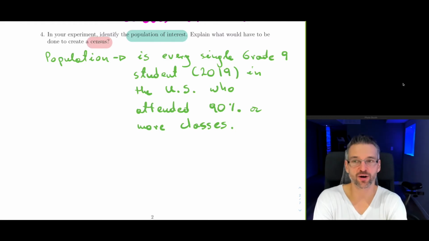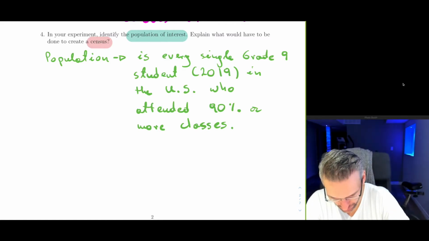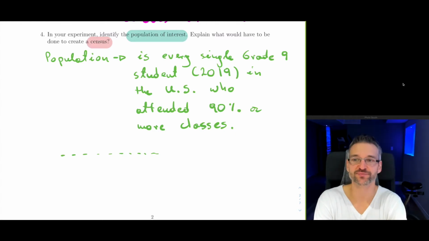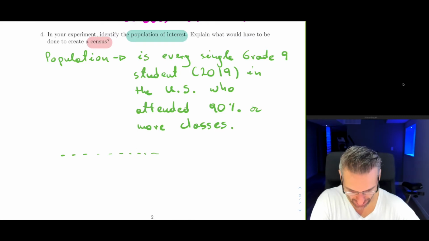The hardest part is creating that experiment to make it work and then really see what has to be done. So in this one, what would have to be done is you would have to go and find the records of every single student in 2019 who had attendance of 90% or more. And that's what you would have to put in your answer here. So you have your population and then you have your explanation.